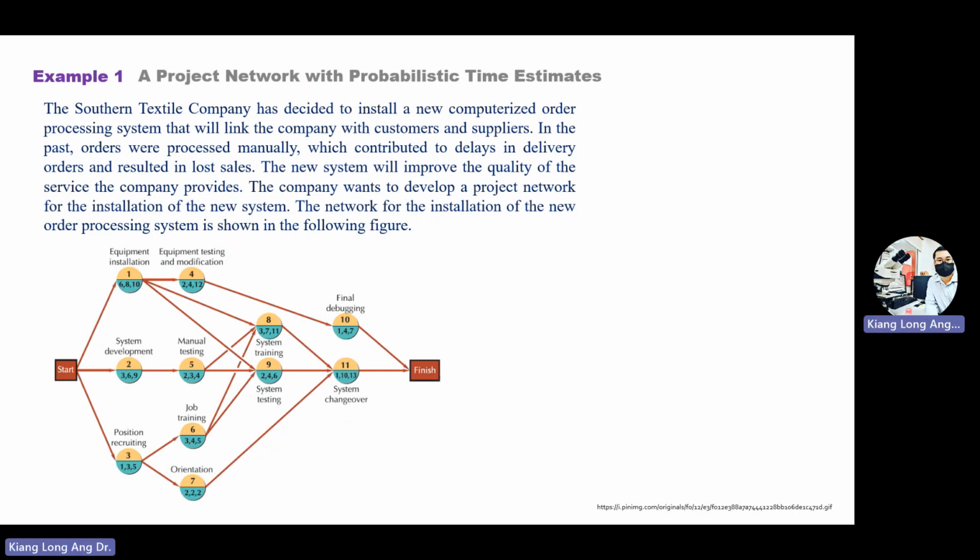So how many activities in this diagram? 11. This is a very simple question. You look at the diagram, you know how many activities. This is all under AON, activity on the node. Node is a bubble, a circle. So all these are nodes. You look at the numbers. At the top is the activity number.